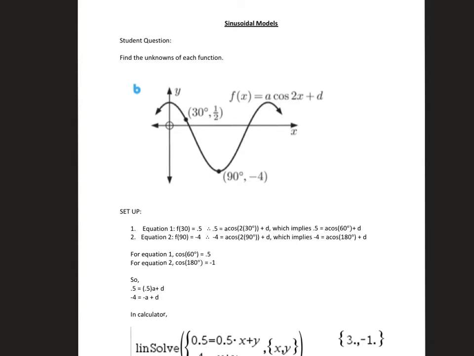I believe it was 16B. The question was just providing another example of how to find the unknowns for a general sine or cosine function. So I wrote out the steps here and I just want to talk you through them.